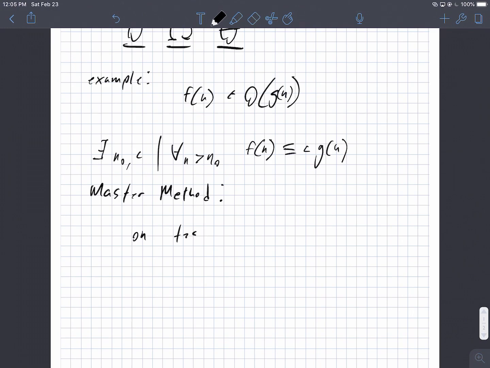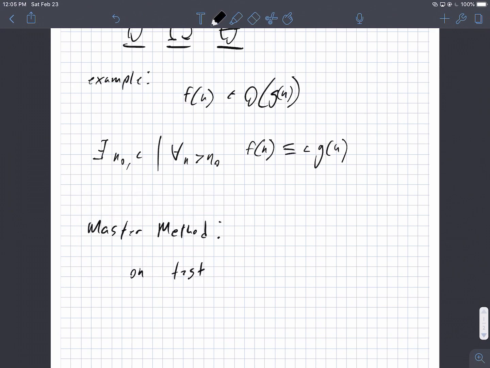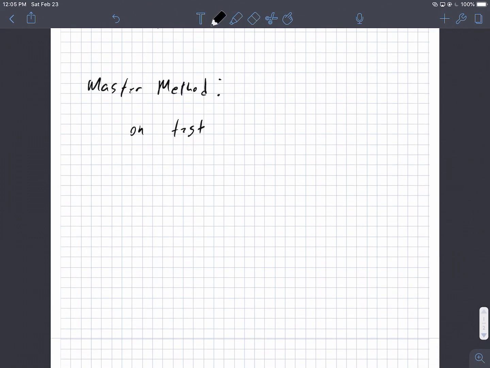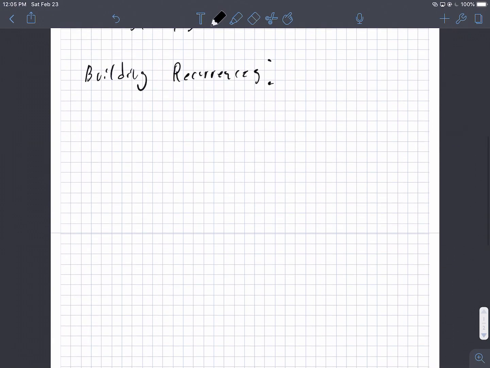Building recurrence trees and relations, like going from code to recurrence to tree. Yeah, I guess we can. So building recurrences. I don't know, what's a good example? Heap sort? Sure. Okay, we'll use heap sort as an example.